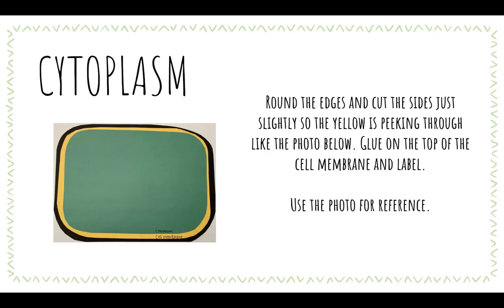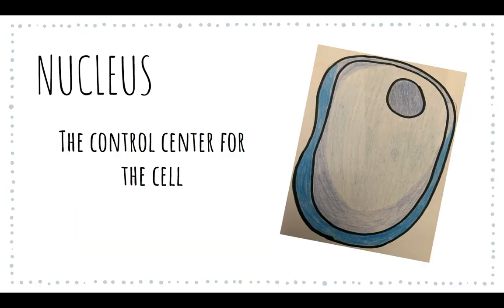Green paper. Round the edges and cut the sides just slightly so the yellow is peeking through like the photo below. Glue on top of the cell membrane and label. Use the photo for reference.